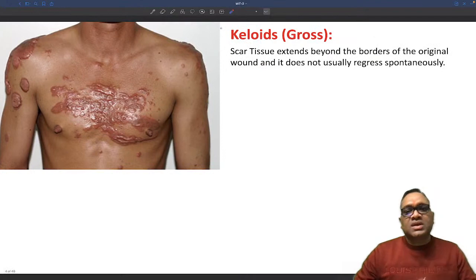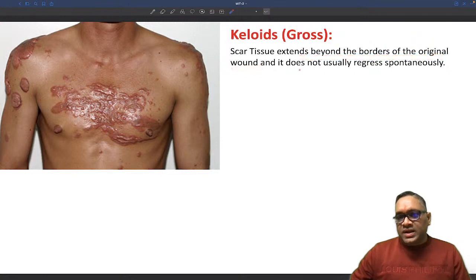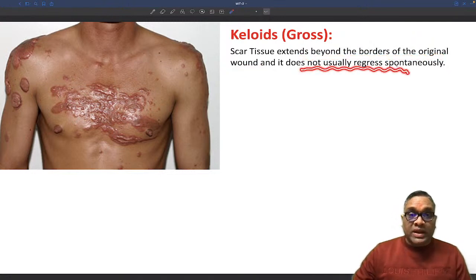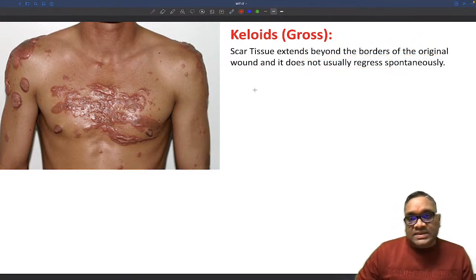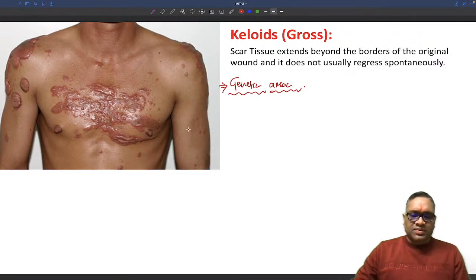Now you can see this is the keloid. So what is happening in keloid? Scar tissue will be extending beyond the borders of the original wound, right? So there is extension beyond the boundaries of the original wound, and it does not usually regress spontaneously. The most common site, as I have said, is the sternum, and remember they have a genetic association also. So genetic association is also present in this patient, right? That is very, very important to remember in keloid, right?